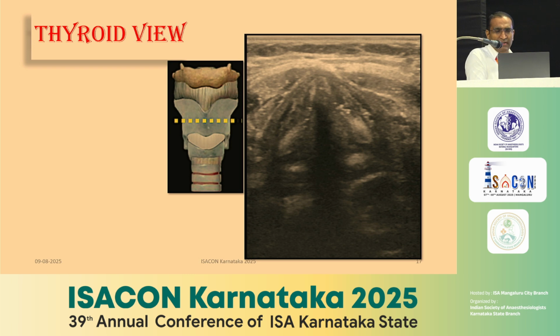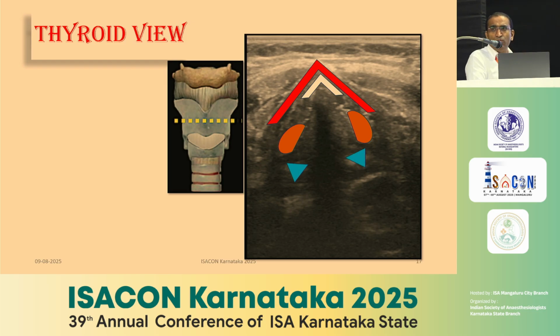If you interpret this, the inverted V-shaped structure is the thyroid cartilage. If you carefully observe, there is one more small inverted V, which is the anterior commissure. The pyramidal structure on either side is the false vocal cord. The hyperintense, bright structures just below the false vocal cord are the arytenoids.